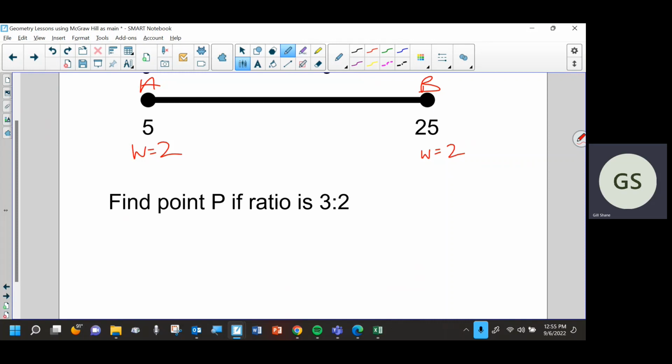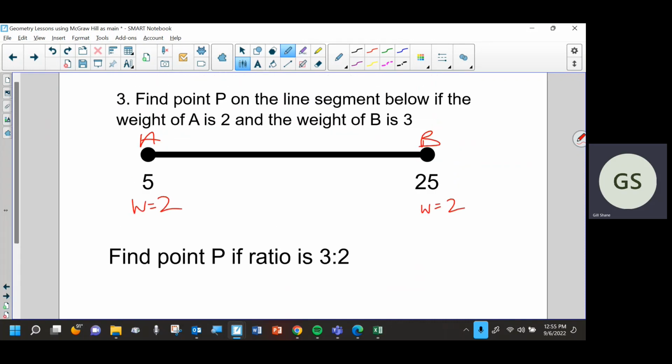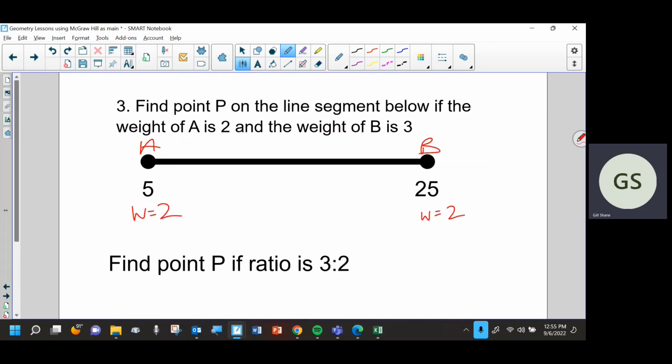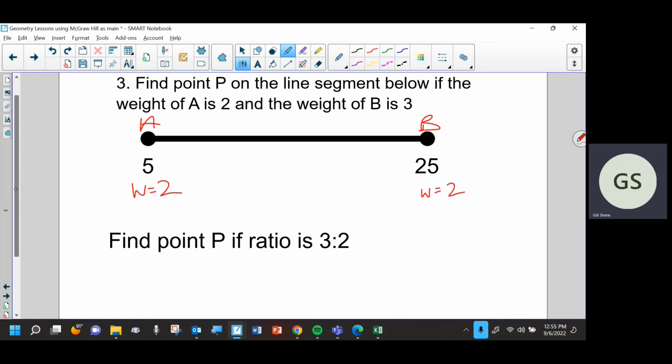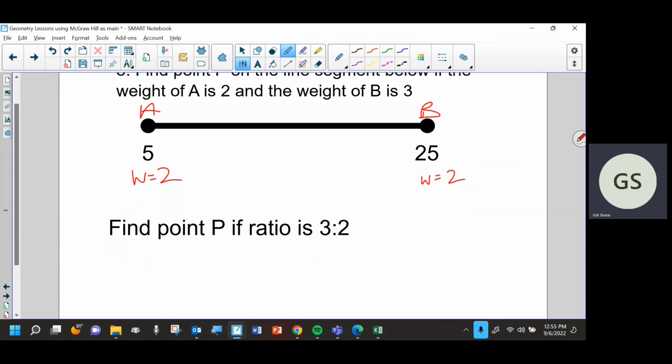And it literally is the same problem we just did, so I'm not going to make you solve that one out. I'm going to give you another one. You see this is the same problem we just had, where A has a weight of 2, B has a weight of 3. We would get a point on 17, which would make the left segment longer, which it should be, and the right segment shorter. So to make a weighted average problem from a ratio problem, just flip the ratio. Make the second number the weight for the first point. Make the first number the weight for the second point.